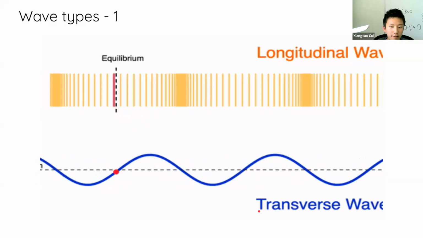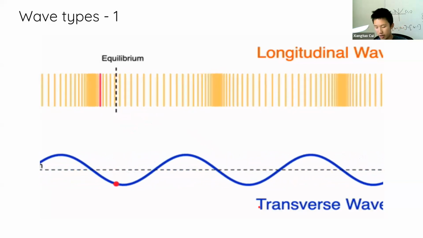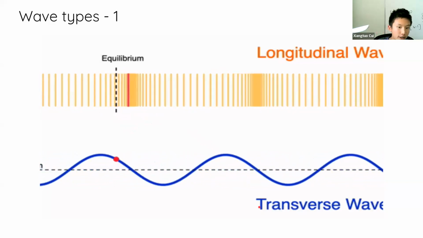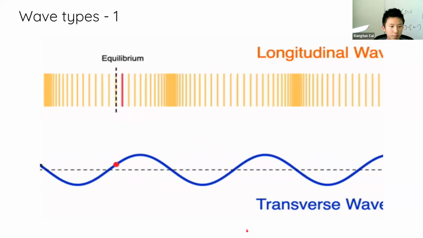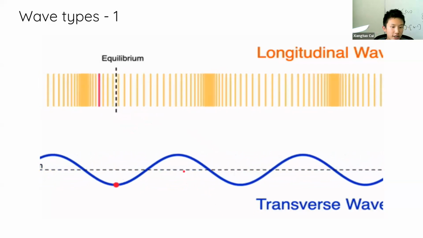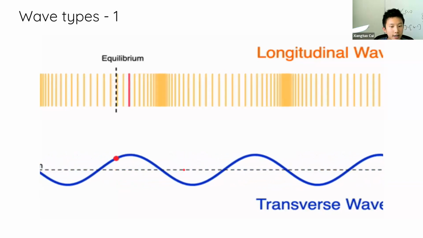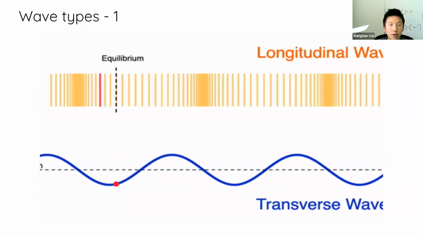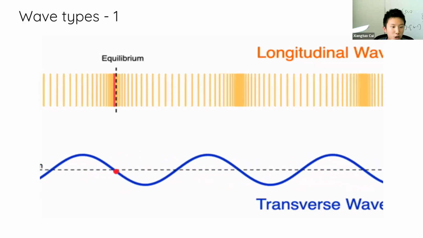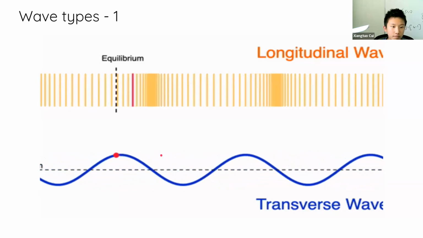And the other type of wave is a transverse wave. This is a wave that you are probably most familiar with. It's the common up and down motion that you see in graphs and charts. And these waves are what compose light waves, ocean waves, etc.